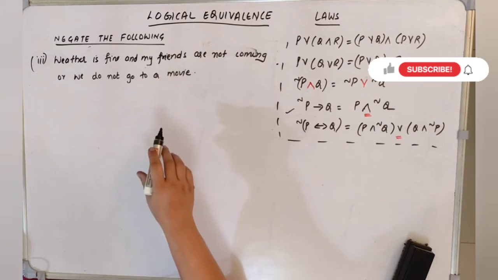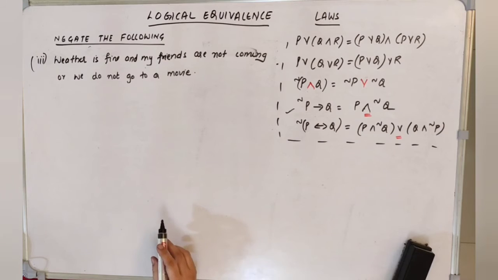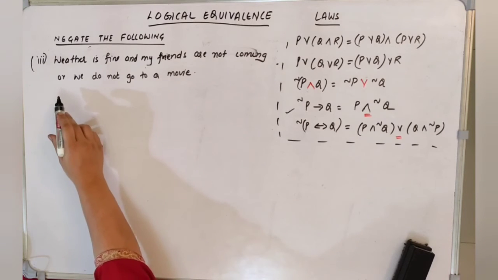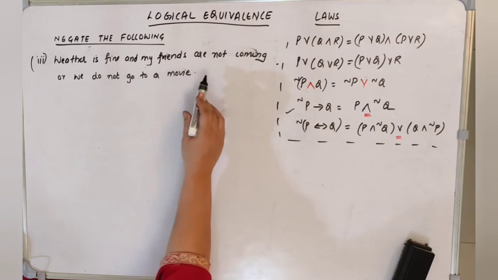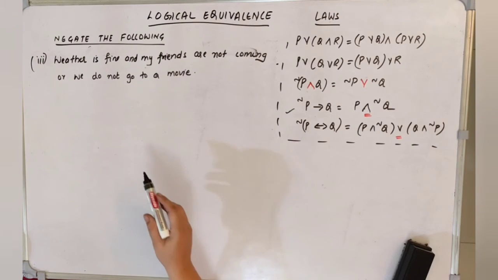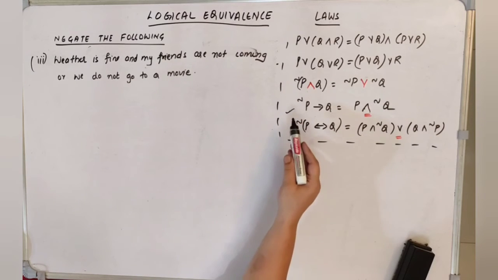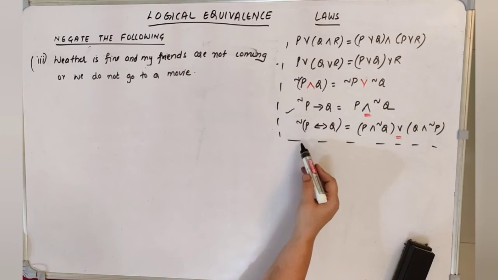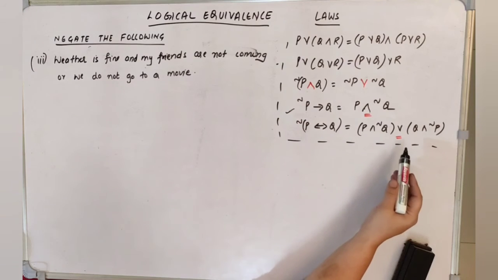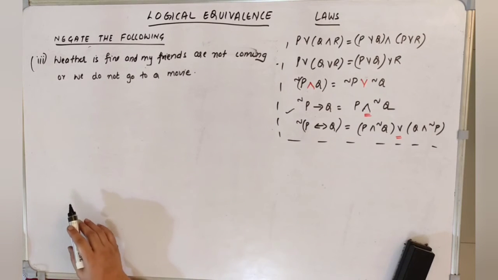Let's solve logical equivalence related problems where we have to negate the propositions. Now we have one example here where weather is fine and my friends are not coming, or we do not go to a movie. So for any logical equivalence problems, we will have to remember these laws: associative law, distributive law, negation laws, De Morgan's laws. So I've just highlighted the key laws here. Using these laws, we can solve all of the logical equivalence problems.